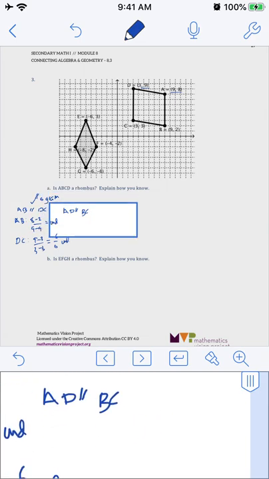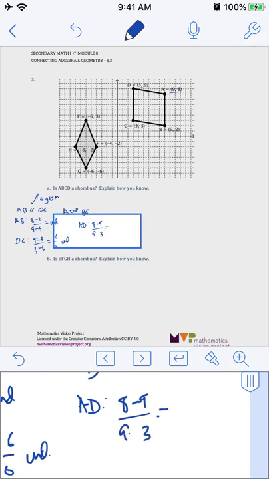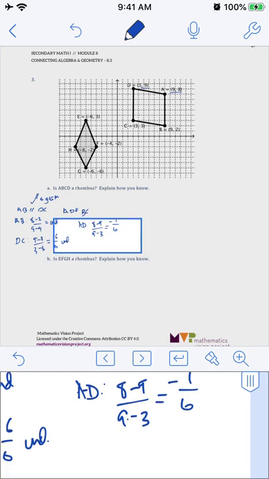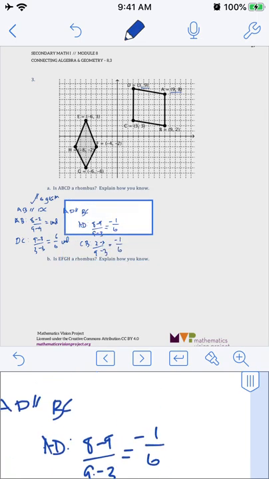Anyway, if you did check the other one, you should pause the video and check it out. You should have gotten negative 1/6 for both. So DA, or AD, same thing, would have been 8 minus 9 over 9 minus 3, which would have been negative 1/6. You find the same thing for the other one: 2 minus 3 over 9 minus 3, we get negative 1/6.